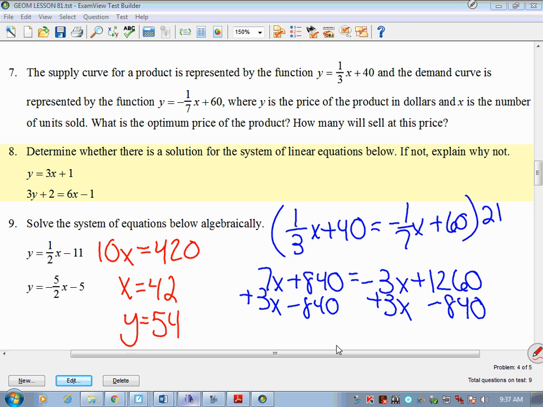So with that one, you do want to make sure that you plug it back into one of the original equations so you don't wind up with a huge number. It's probably not going to sell at that price, so we need to go back into our original.